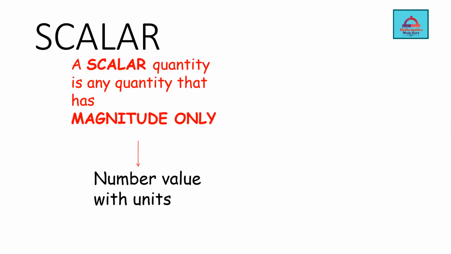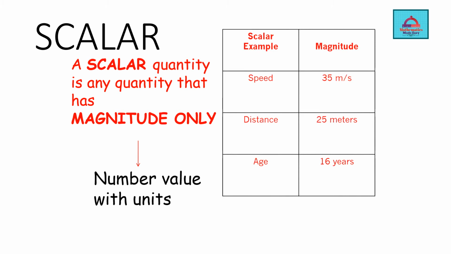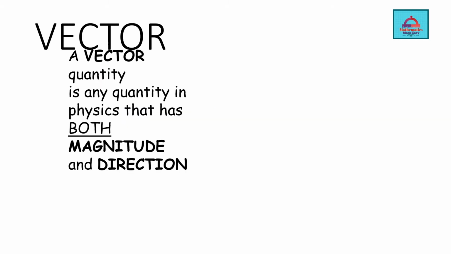Before we go to the concept of vectors, I want you to know about the concept of scalars. A scalar quantity is a quantity that has only magnitude, like a number with units. Let us take some examples from physics, like speed, distance, and age. These are scalar quantities because they can be represented only as a number with units: speed is 35 meters per second, distance is 25 meters, and age is 16 years.